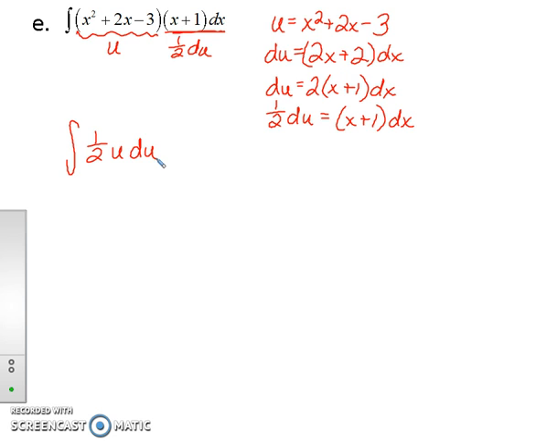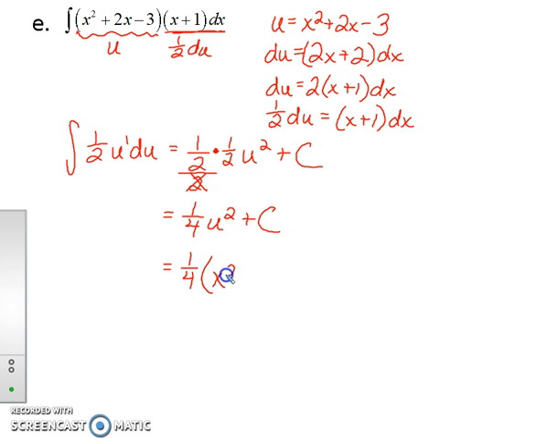Well, now 1/2 u is really easy to integrate. This is a reverse power rule problem. This is a u to the first, so it would go back to u to the second. But I do old coefficient, 1/2, divided by new exponent, or times the reciprocal of the new exponent. Don't forget my plus c. So that would be 1/4 u squared plus c, or 1/4 x squared plus 2x minus 3 squared plus c.